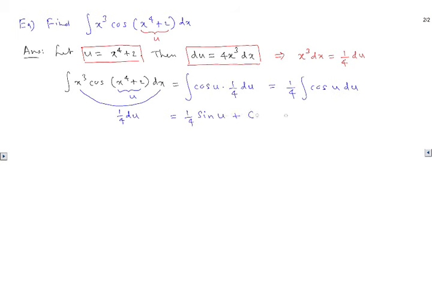Can you leave the answer in terms of u? No, we have to revert back to x. So what we can do, we can replace this one back from x, so it's going to be sine of x to the 4th plus 2, plus c. Okay. That's the answer. So you can see that it's very simple, very simple.